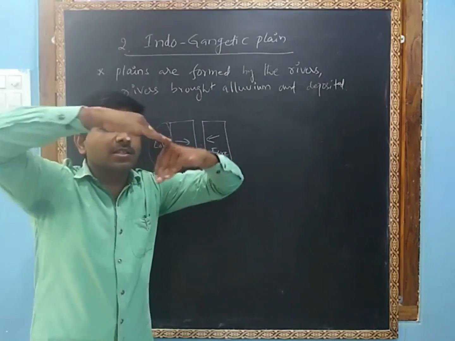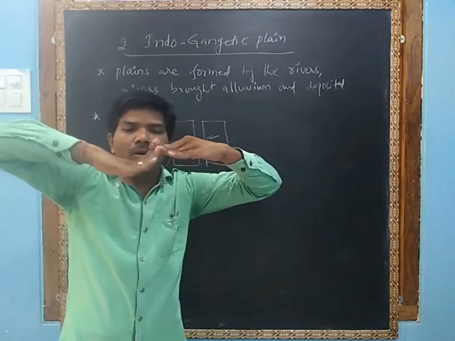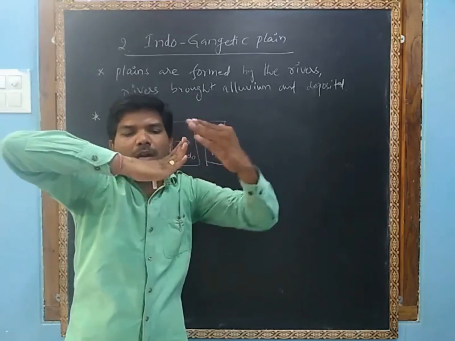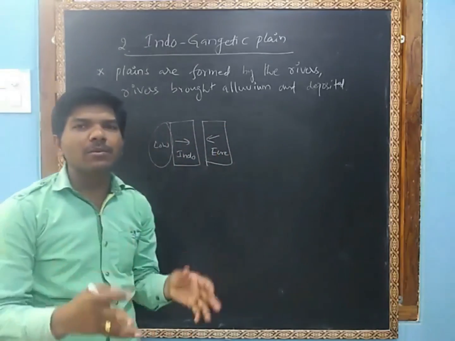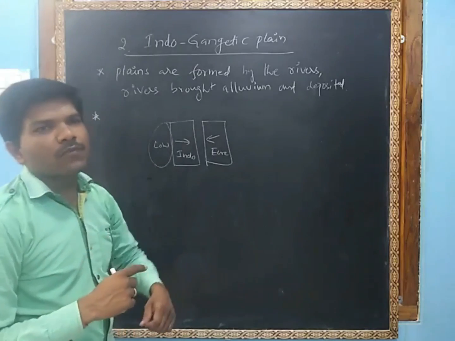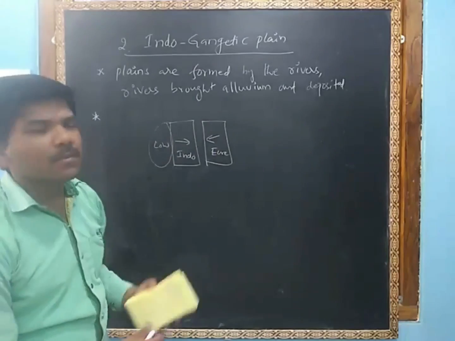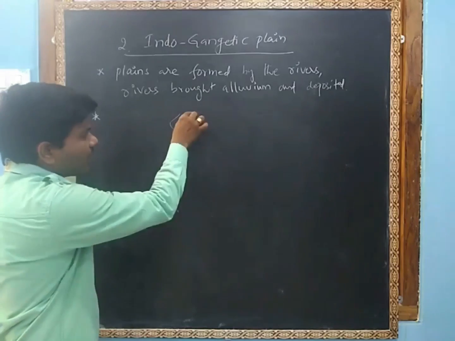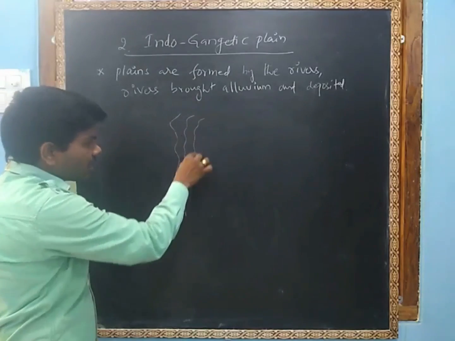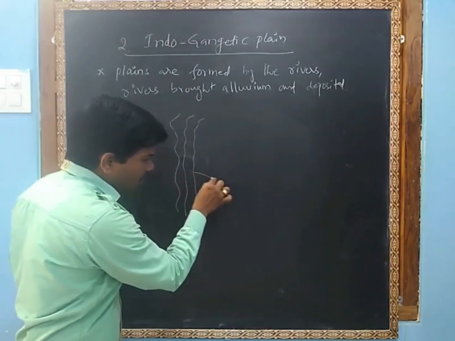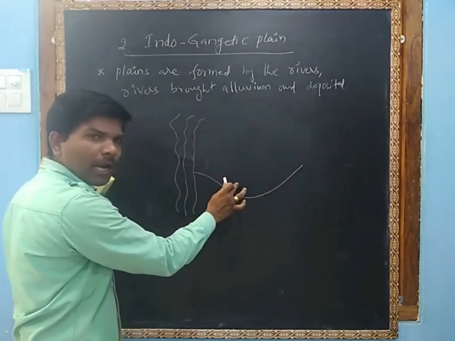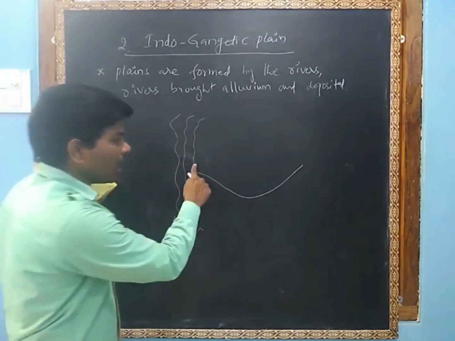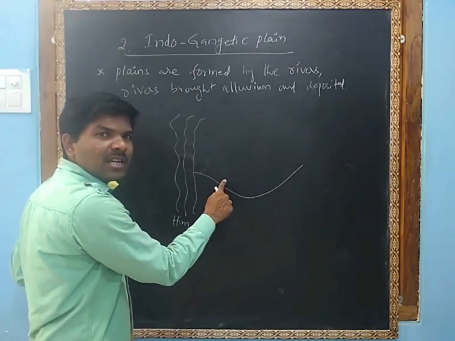This is the Himalayas. When the Himalayas were formed, a shallow land, a low land, was formed. For example, this is Himadri, this is Himachal, and this is Shivalik. Whenever these were formed, a low land, also called shallow land, was formed.